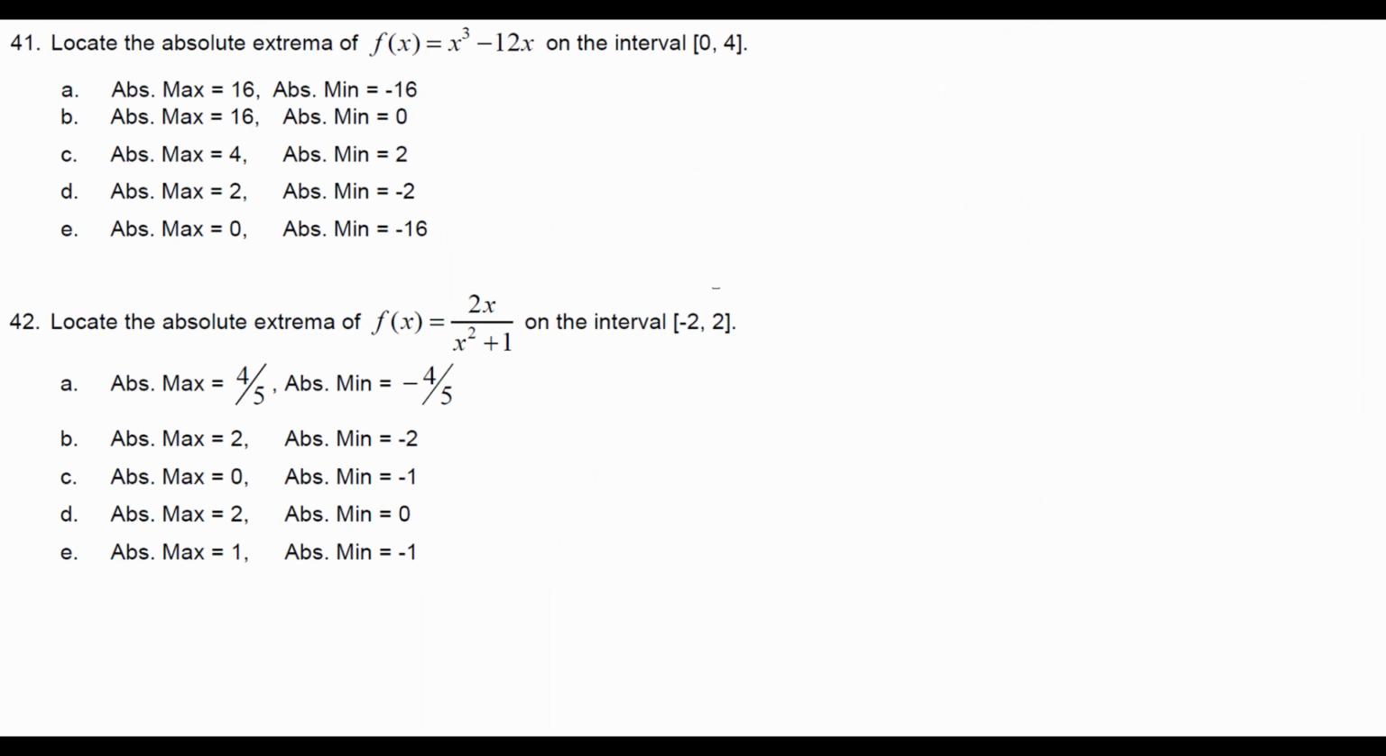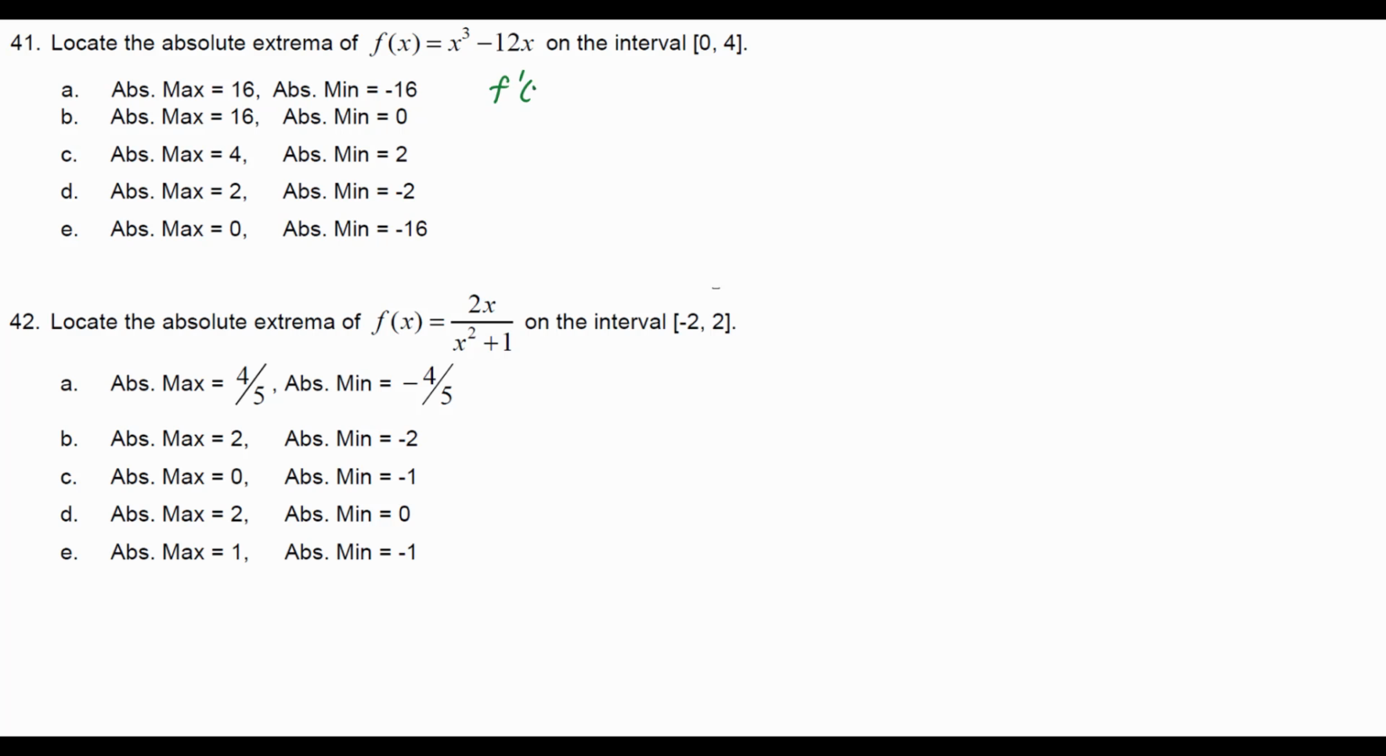Number 41. Locate the absolute extrema of f of x equals x cubed minus 12x on the interval 0 to 4. Since f of x is a polynomial, it is continuous on all real numbers, so it is continuous on the closed interval 0 to 4. So you are guaranteed to have both an absolute max and an absolute min by the EVT. Let's find the critical numbers.